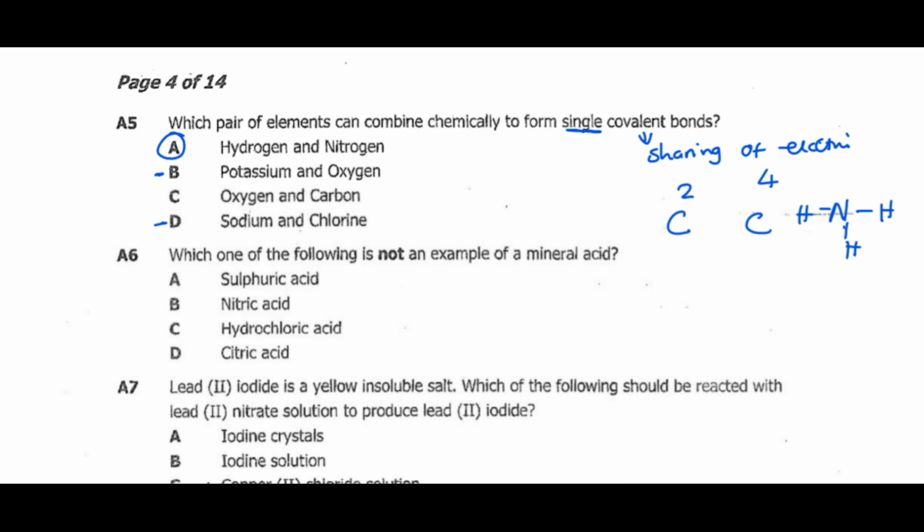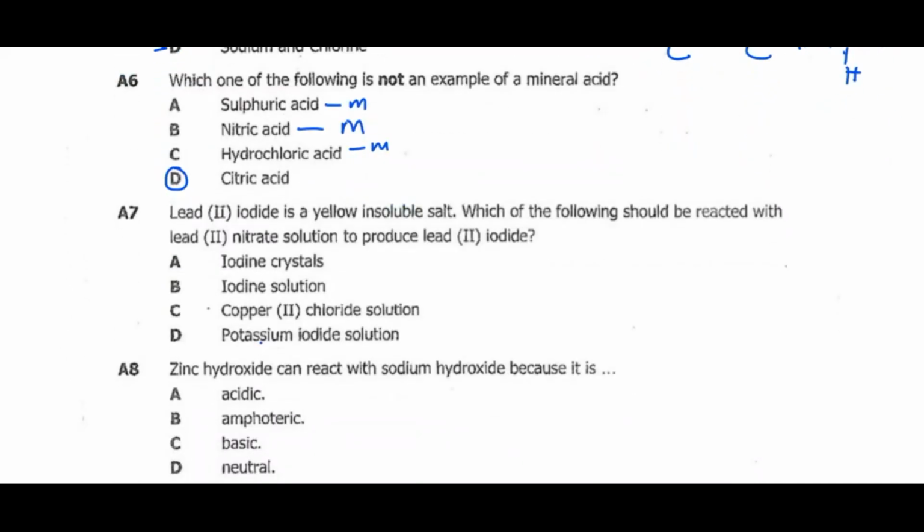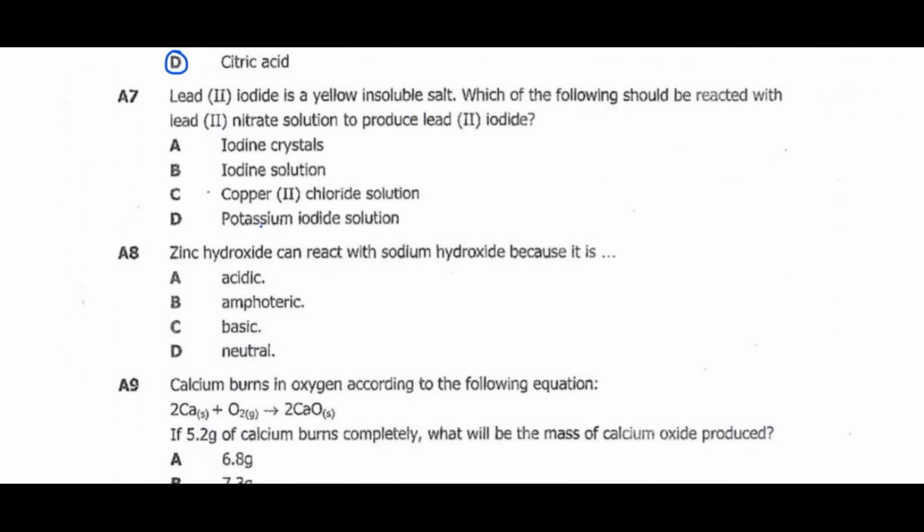Then question 6. Which one of the following is not an example of a mineral acid? Sulfuric acid is a mineral acid because it's a strong acid, and so is nitric acid. The only organic acid here is citric acid, so this is not a mineral acid. Now let's move on to question 7.